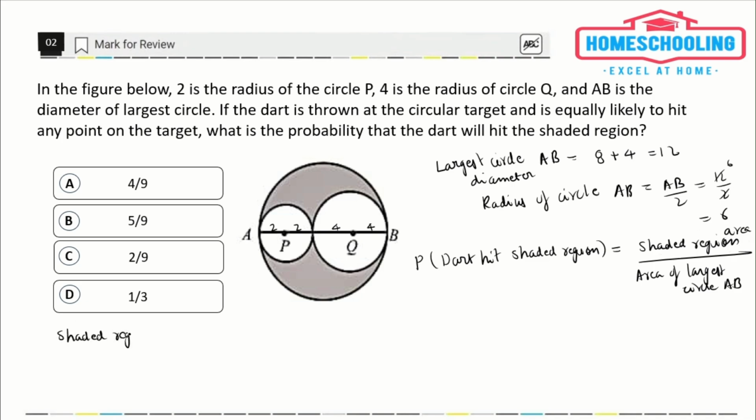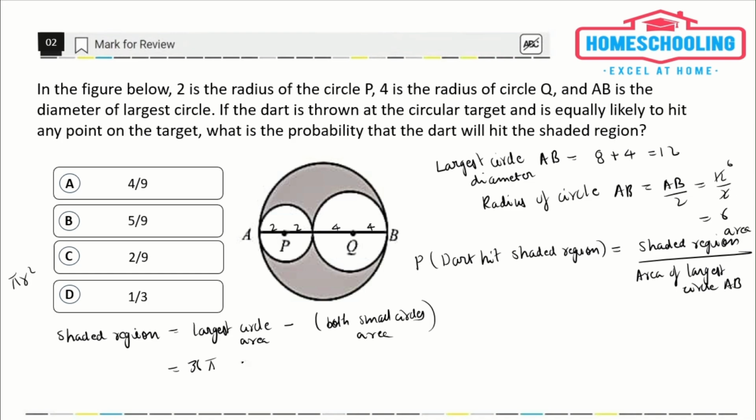Shaded region is equal to the area of the largest circle minus both small circles' area. As we know, area is pi r square. So what is going to be? So pi r square. So the largest circle radius is how much? 6. So pi would be written, and r square. So radius is 6 for the largest circle, so r square would be 6 into 6, that is 36.